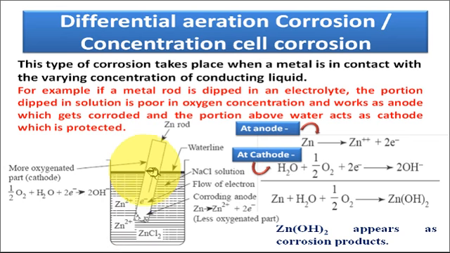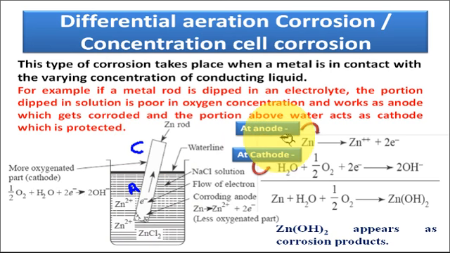The metal surface which is less oxygenated behaves as the anode, while the metal part which is in higher oxygen concentration behaves as the cathode. Now due to the formation of anodic and cathodic areas, corrosion starts.